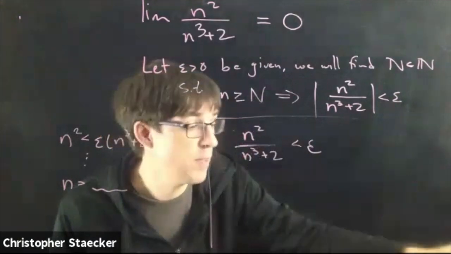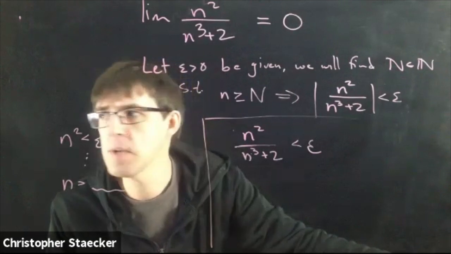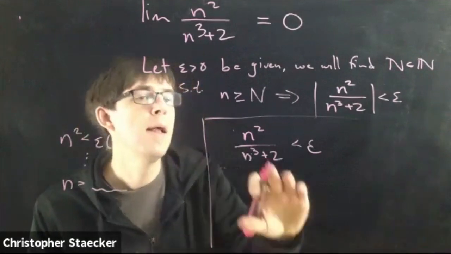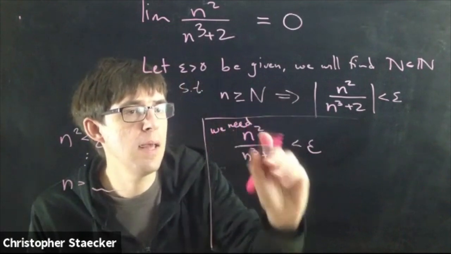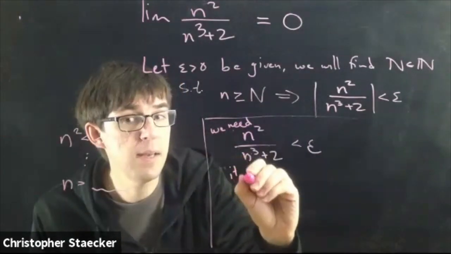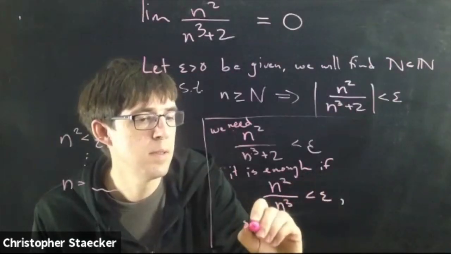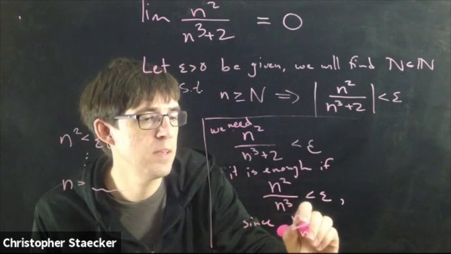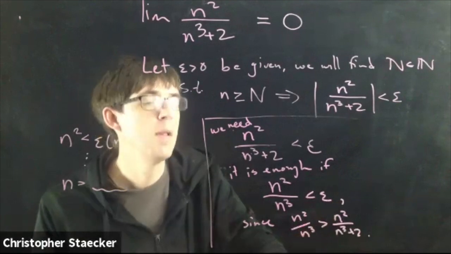So there's an extra trick that we can do in such a case, which we haven't. It's not really hard to do, but we just haven't done any examples, so I wanted to do one. We need n squared over n cubed plus 2 to be less than epsilon, all right? Here's the trick. I'm going to say it is enough if n squared over n cubed is less than epsilon, since n squared over n cubed is actually bigger than n squared over n cubed plus 2, all right?